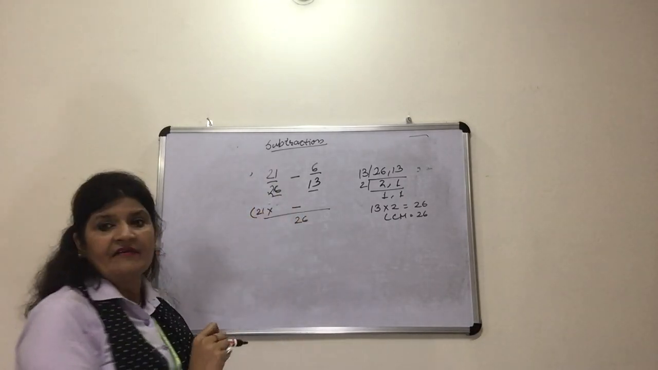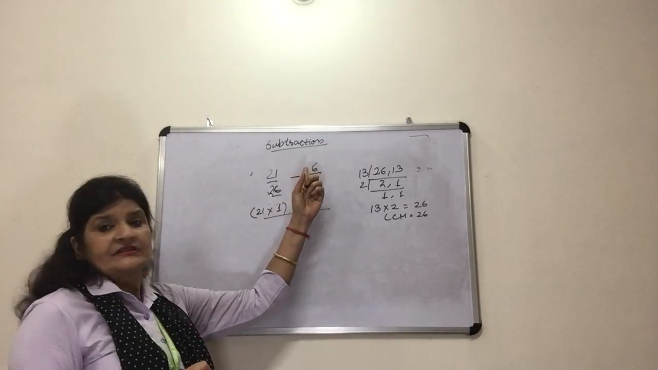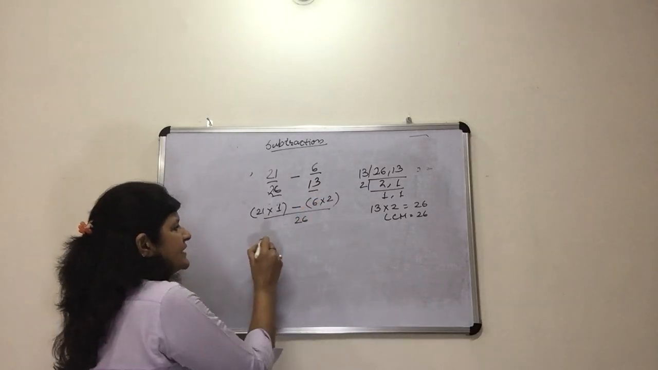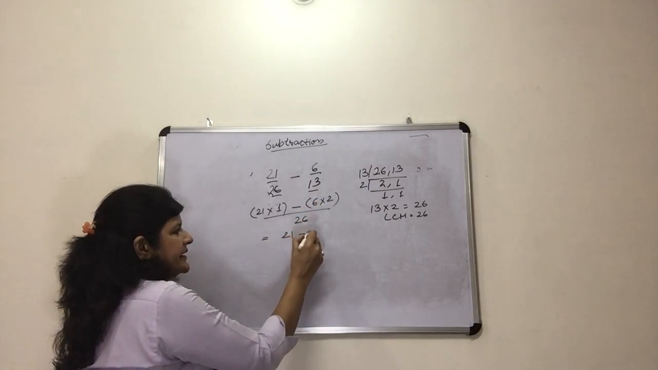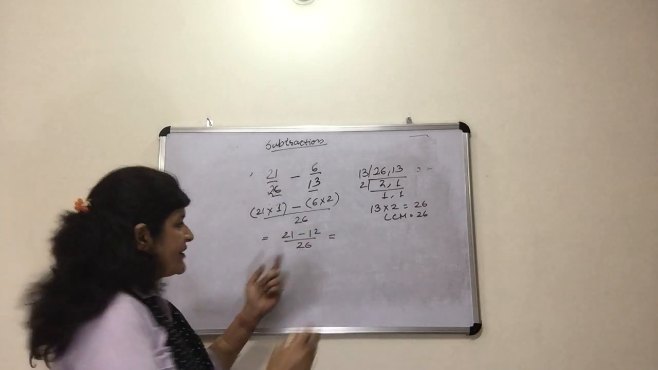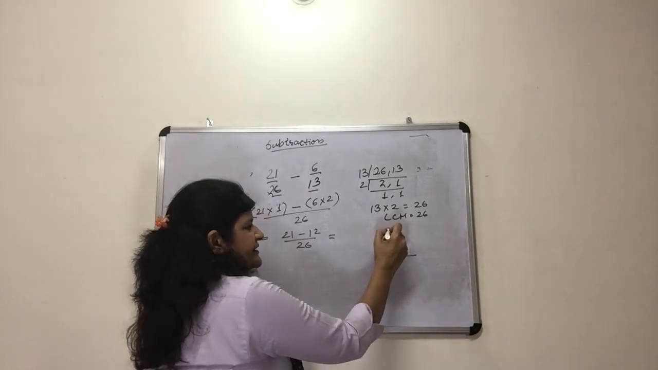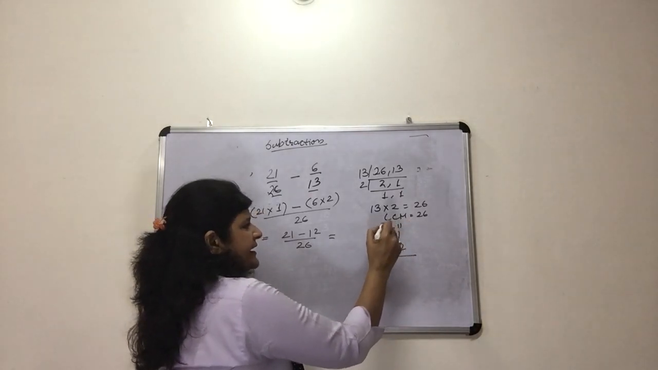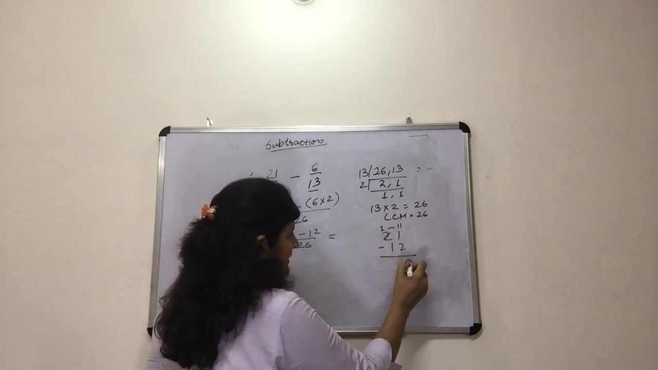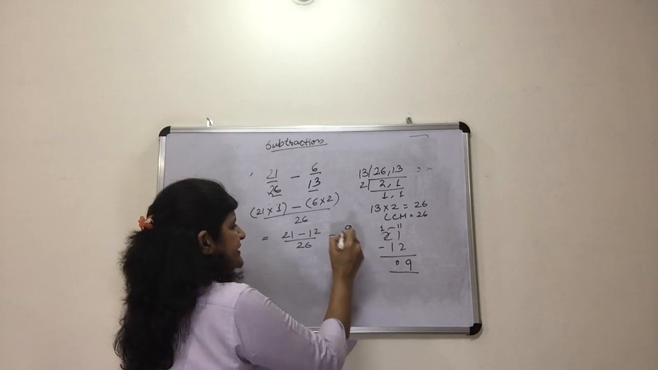Now the numerator will be copied. 26 is being divided by this 26, 26 ones are. Now 6 is the numerator, we will copy it. And 13 twos are. So this is 21 minus 12 upon 26. Now we can subtract 21 minus 12. So we'll just borrow. It becomes 11, and this is 1. 11 minus 2, 9. 1 minus 1, 0. So this is 9 upon 26.